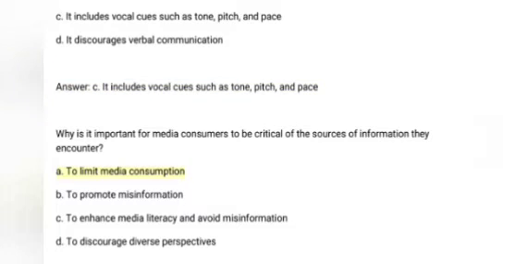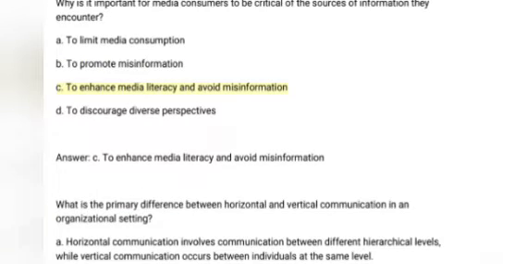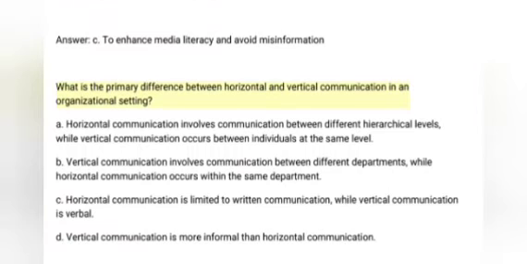Why is it important for media consumers to be critical of the sources of information they encounter? A. To limit media consumption. B. To promote misinformation. C. To enhance media literacy and avoid misinformation. D. To discourage diverse perspectives. Answer: C. To enhance media literacy and avoid misinformation.